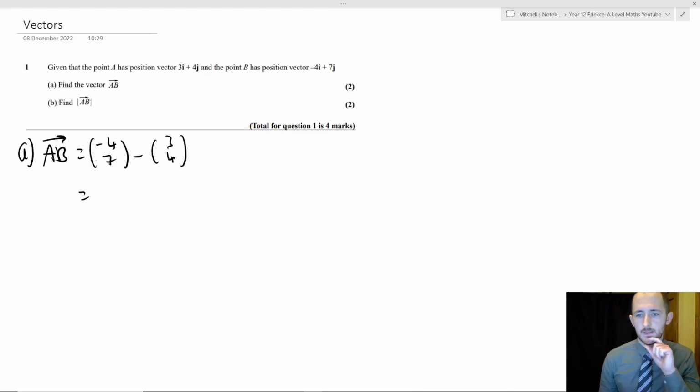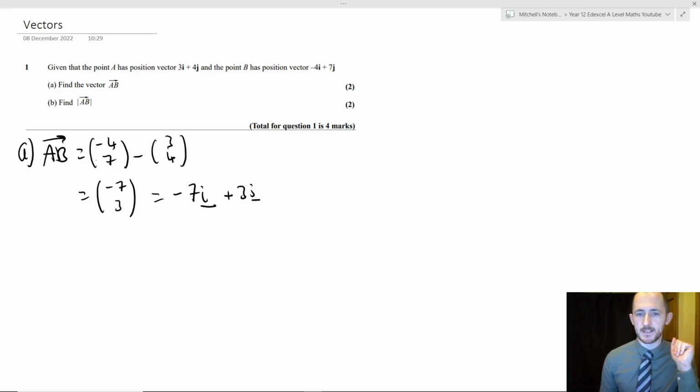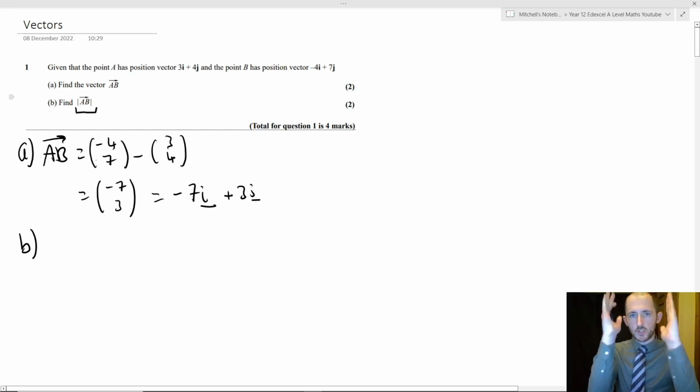this. Minus 4 minus 3 will give me minus 7. 7 minus 4 gives me 3. So if you wanted to write that out in ij notation, it's just minus 7i plus 3j. Nice and easy.